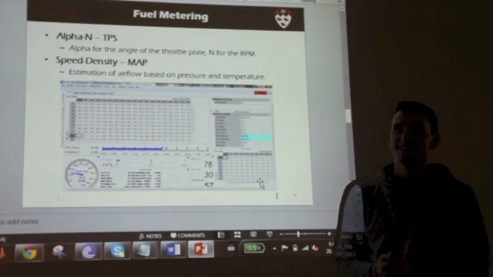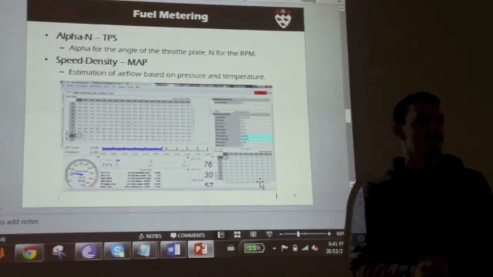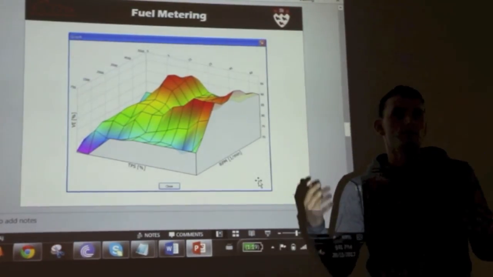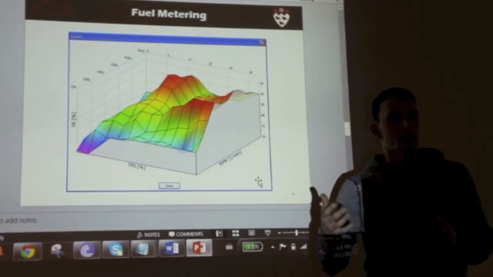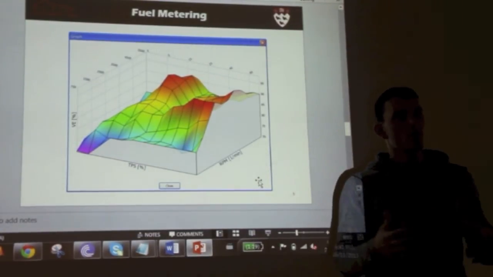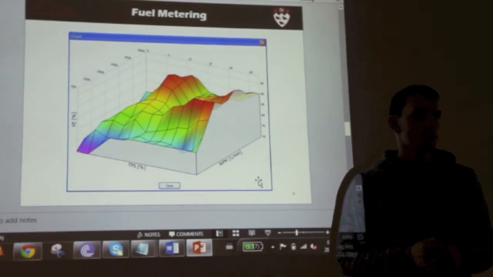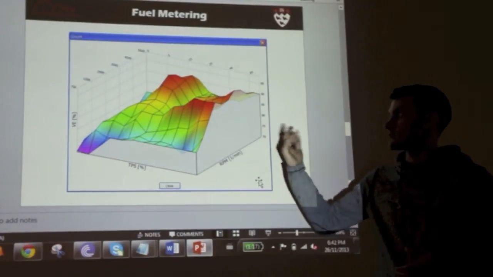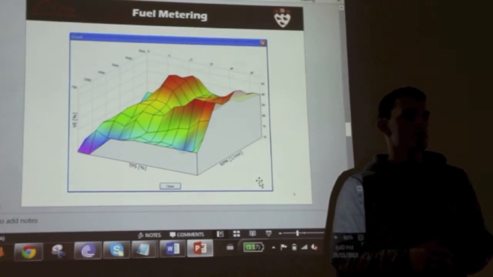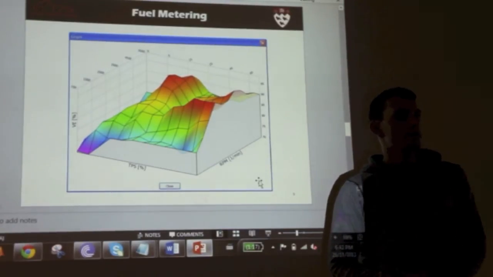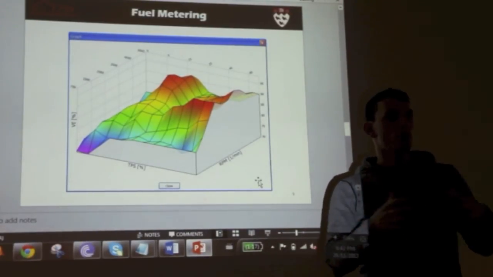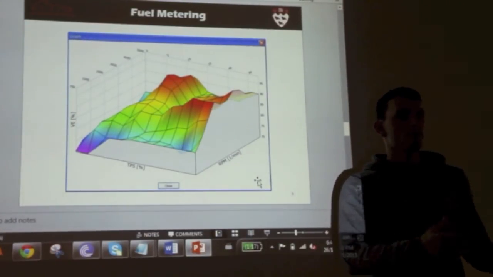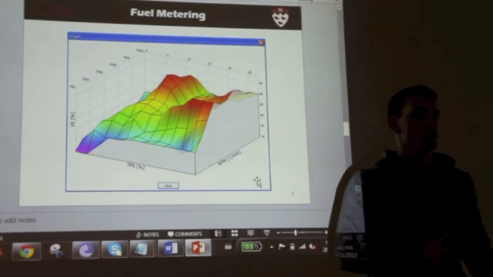Any more questions? Yeah, what was VE? Yeah, that's volumetric efficiency. Basically it's a measure of the air that is being drawn into the engine over the engine's displacement, displacement being the bore times the stroke. So it's a measure of how efficiently your engine is drawing in air. And since you have a known maximum displacement, based on volumetric efficiency you can guess at how much air is actually coming into your engine.